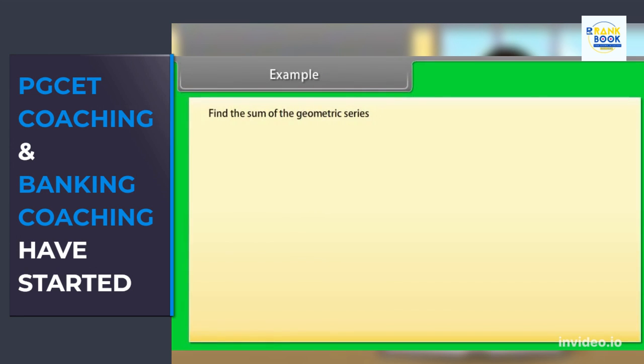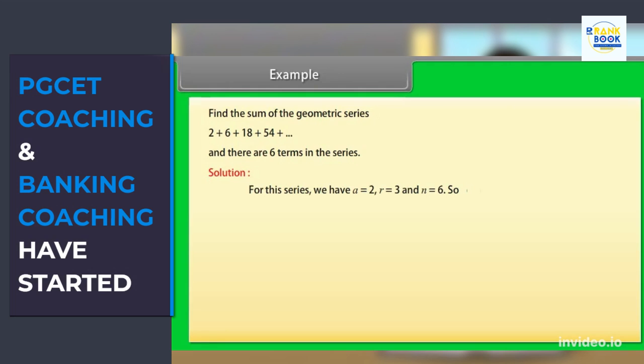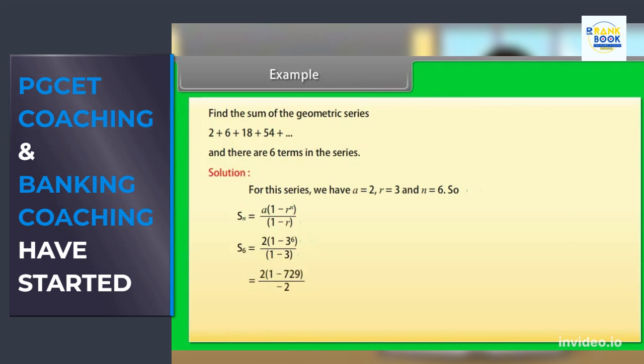Example. Find the sum of the geometric series 2 plus 6 plus 18 plus 54 plus and so on, and there are 6 terms in the series. Solution. For this series, we have a is equal to 2, r is equal to 3 and n is equal to 6. So, Sn is equal to a into 1 minus r raised to the power n divided by 1 minus r. By substitution and calculation of the values, we get 728.